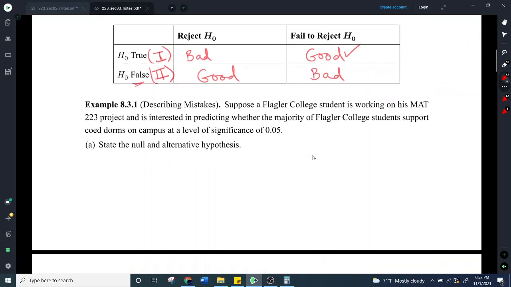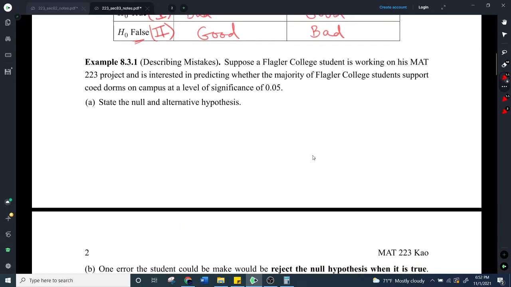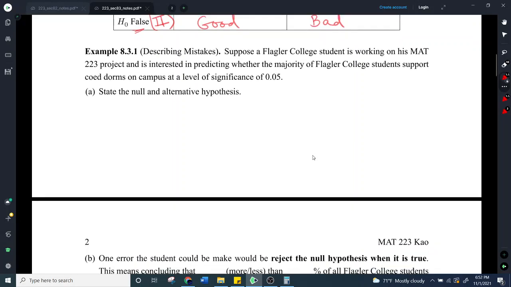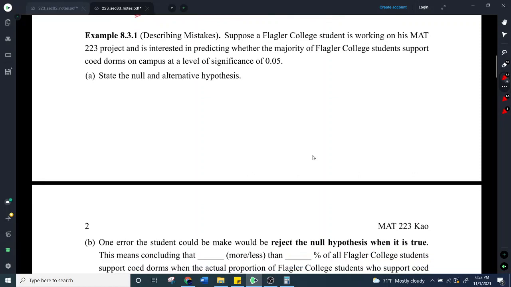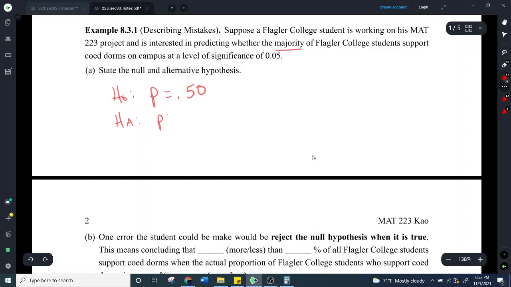So suppose a Flagler College student is working on his project and is interested in predicting whether the majority of Flagler College students support co-ed dorms on campus at a significance level of 5%. So the null hypothesis, remember we said when it's a majority test, just let your null hypothesis be that p equals 50%. Alternative then, since it's majority, would be that p is greater than 50%.